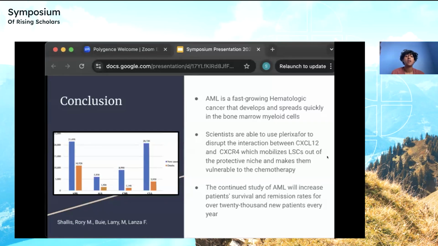The future directions of AML treatment should lean towards personalized therapies using combinations of mutation-targeted agents aiming at LSC eradication with reduced side effects, and non-mutation targeted novel agents directed to LSC eradication through interference with their anchoring to the stem cell niche. According to this graph, the continued study of AML will result in increased patient survival and remission rates for over 20,000 patients yearly.